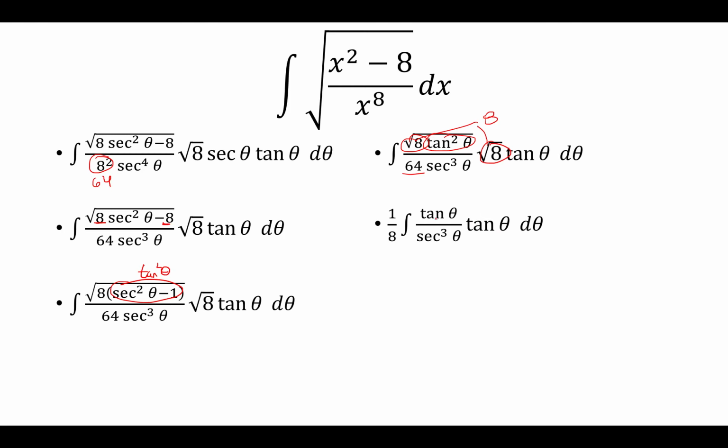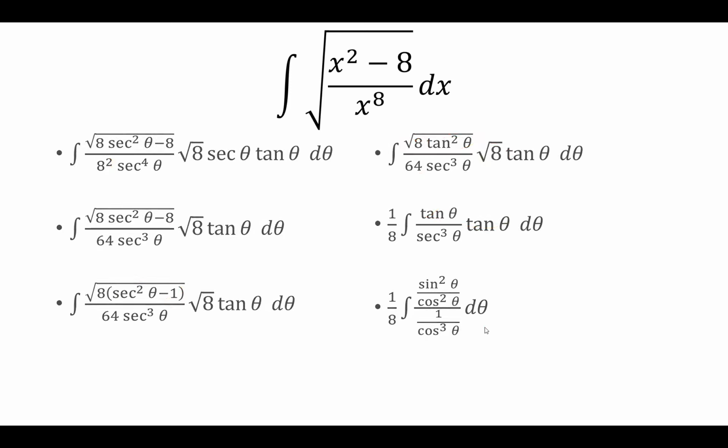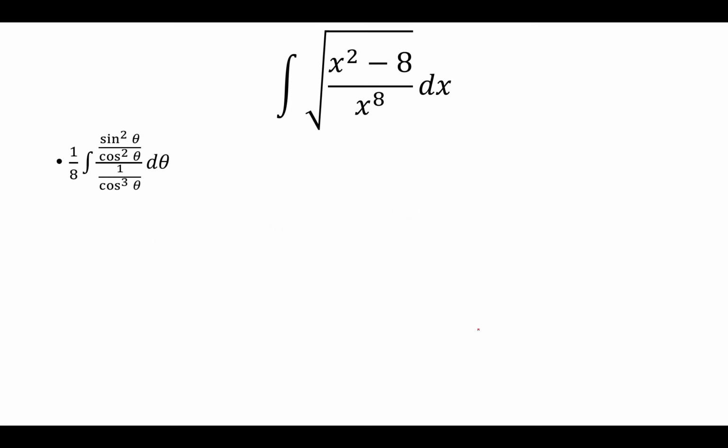So that's going to be over here, that's tangent squared. Tangent squared is sine squared over cosine squared. Secant cubed is 1 over cosine cubed. So if we multiply top and bottom by cosine cubed, cosine cubed is going to cancel here, and then this cosine squared cancels, and you're just left with cosine at the top.